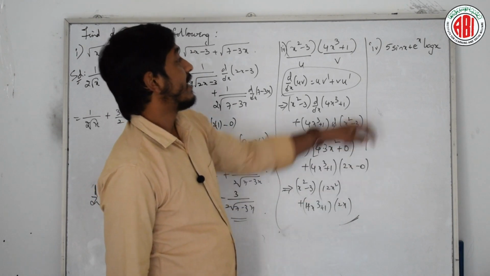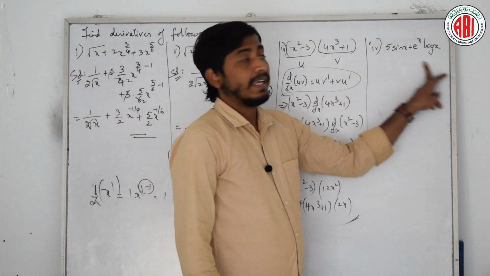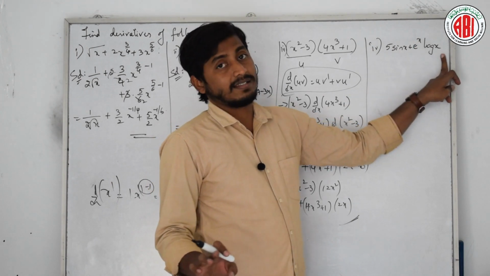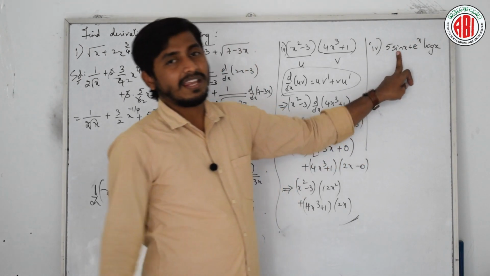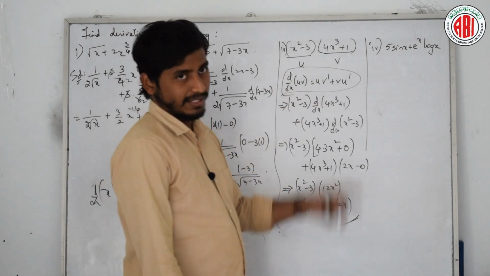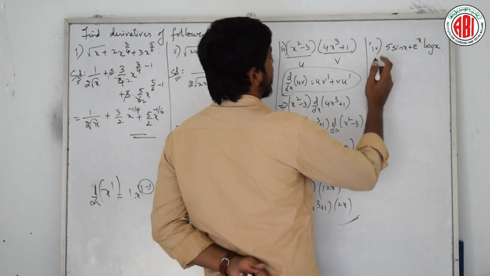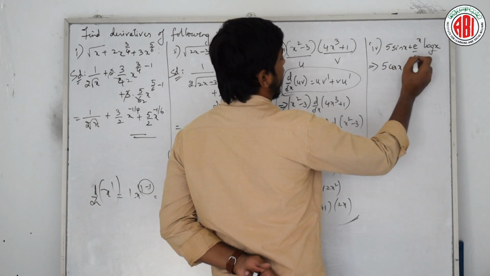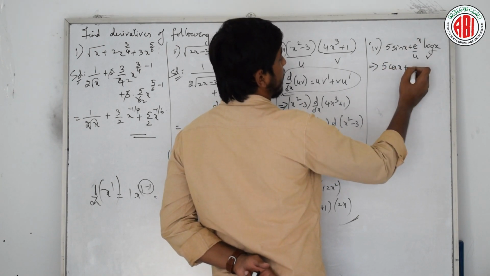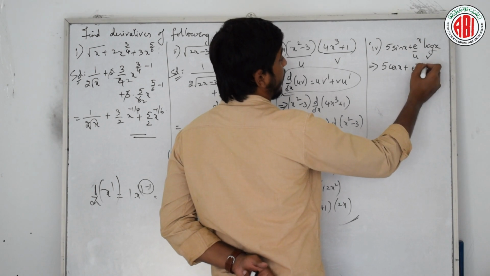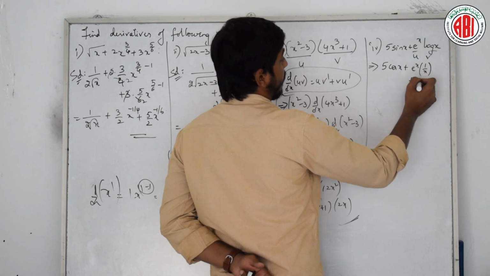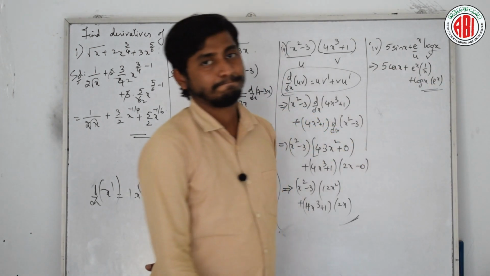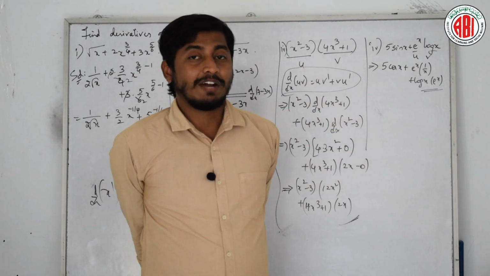Just check this question, next one. I will not write any formulas from here. 5 sin x plus e power x log x it seems. What is the derivative of sin x? Just remember for this question, derivative of sin x is cos x. Plus here let us take it as UV rule. That is e power x into differentiation of log x is 1 by x plus log x into differentiation of e power x is e power x. Answer is done.